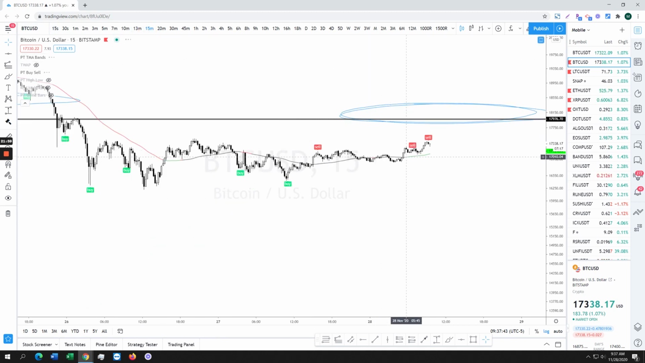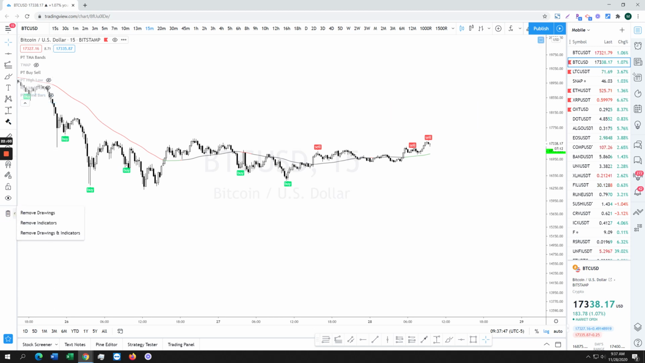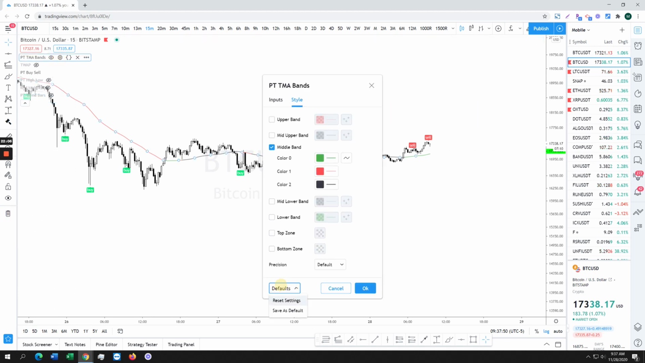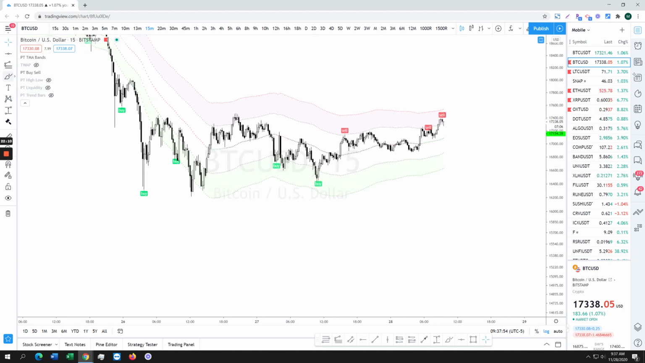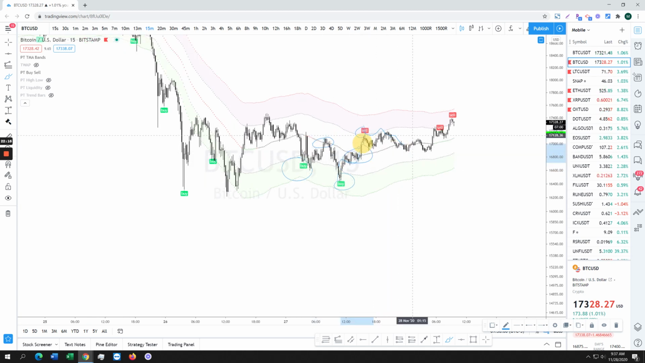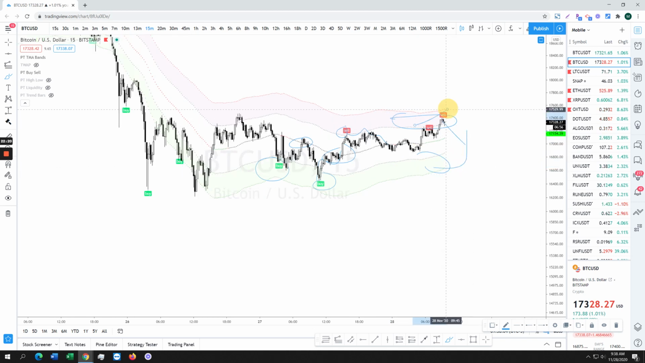Now, when it comes to scalping, let's put all the bands back on. Reset. I always take buy signals in the green, and I always take short signals in the red. My target is always the mid TMA band and the red zone. Red zone is short, green zone is buy. If you get a div in the red zone, short it. You get a div in the green zone, long it. And it works perfectly with our oscillators, guys.